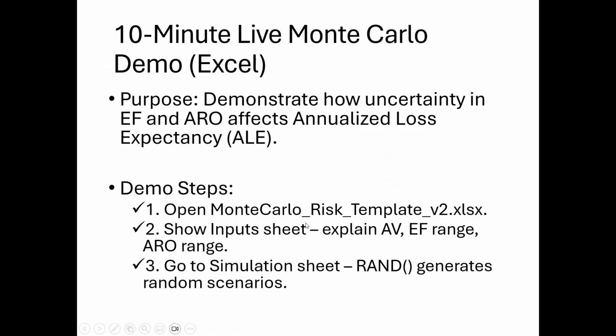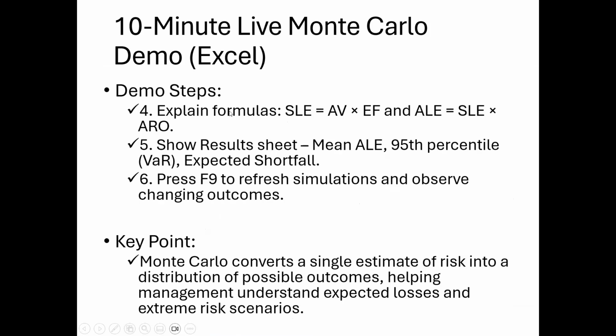Okay, so I'll provide you an Excel template. We're going to discuss the asset value, the exposure factor, the ARO range. And then we know the formulas. SLE is equal to your asset value times your exposure factor, and ALE is equal to your single loss expectancy times your ARO. And then we're going to show the results. We're going to plot it, and we're going to show the 95th percentile VaR and the expected shortfall.